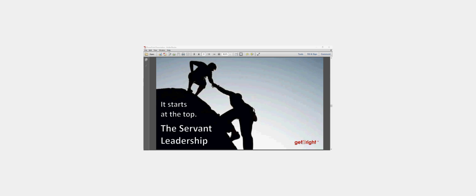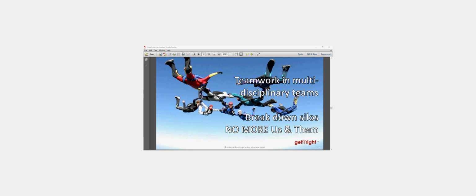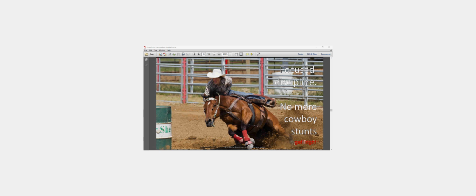So it starts at the top with service leadership. Then we need to think about getting people to actually work together, breaking down silos, getting rid of us and them, getting people to talk, defining what it is that we actually do, how we do it, and measuring whether we do it. So then we start talking about focused discipline.